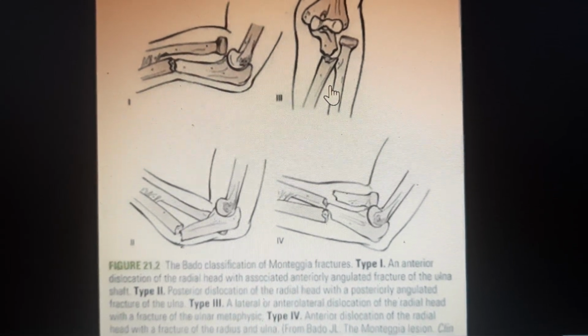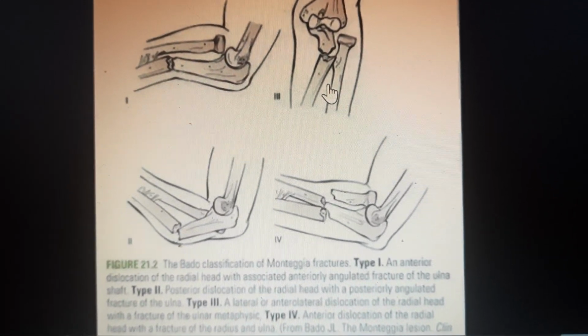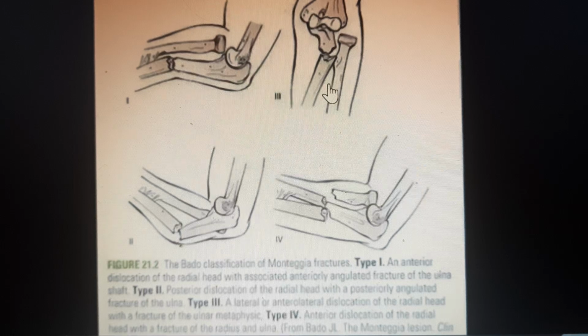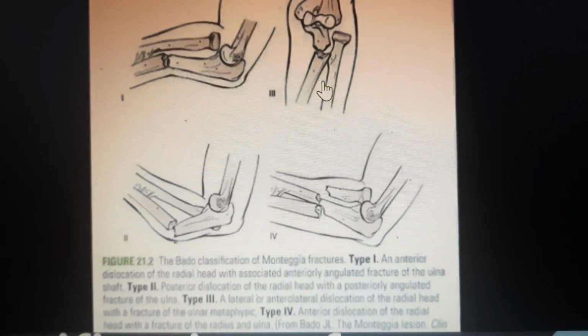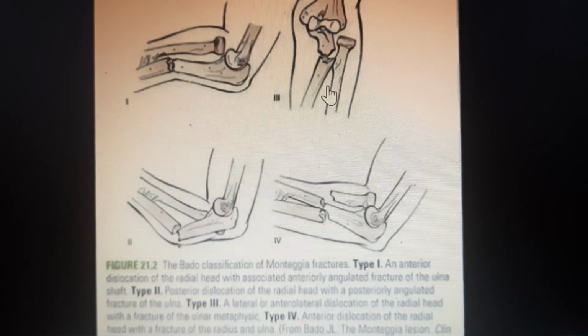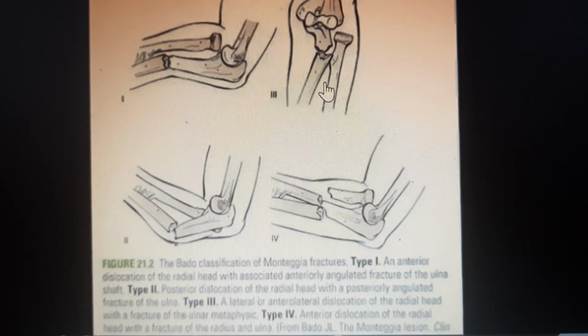So basically, the difference between type 1 and type 4 is that in type 1 there is no radius fracture, there is only radial head dislocation, but here in type 4 there is anterior dislocation of the radial head as well as a fracture of both radius and ulna.